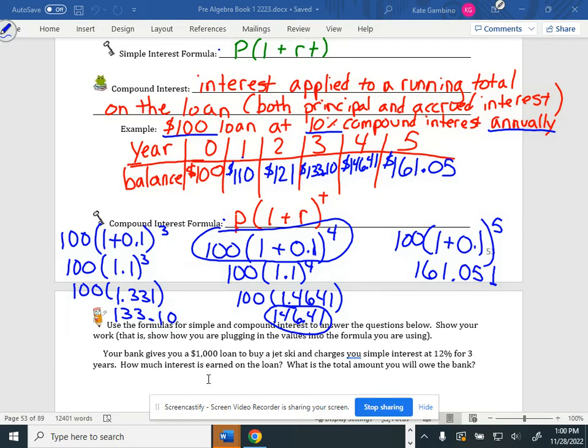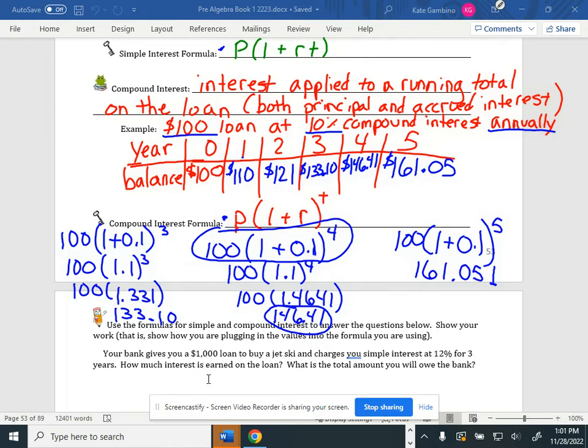So we have two formulas, one for our simple interest, one for our compound interest. So as we read our word problems, that's the first thing you're going to look for. Is this a simple interest or a compound interest problem? Which formula do I want to use? They're going to go back and forth. It's not going to be, oh, all of the first ones are simple, all of the last ones are compound. On the test, it's going to be mixed up. So you need to read for that.